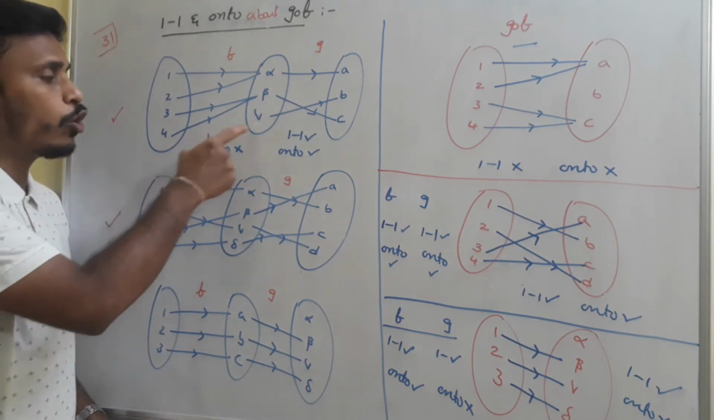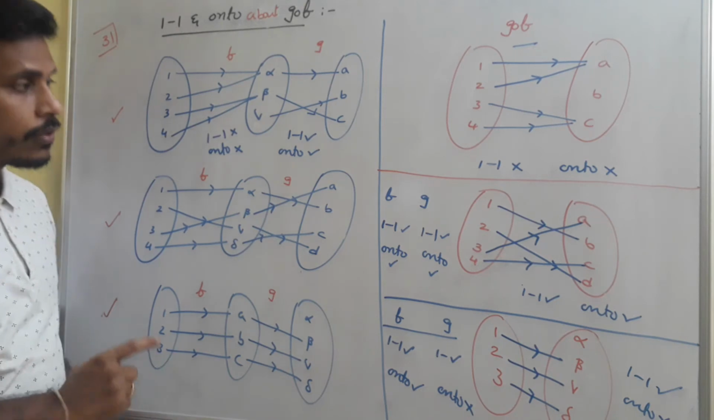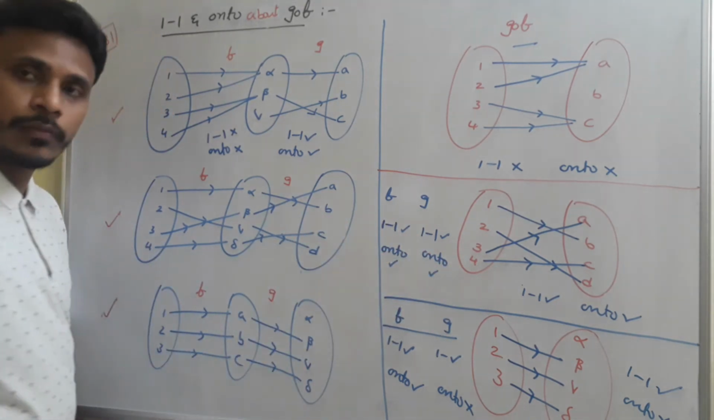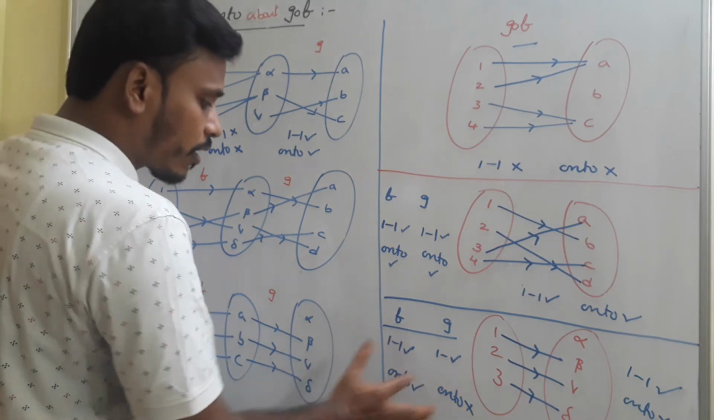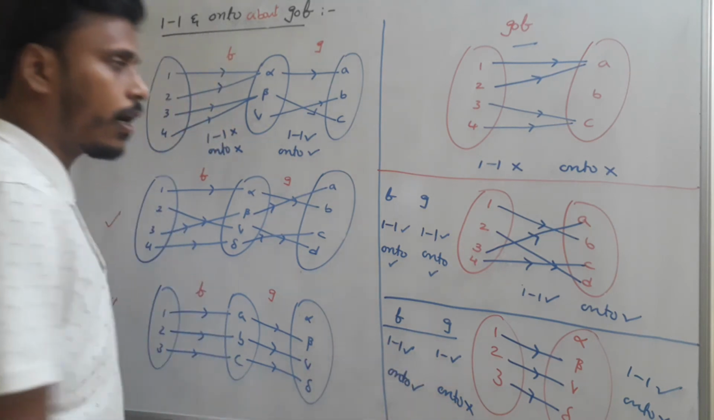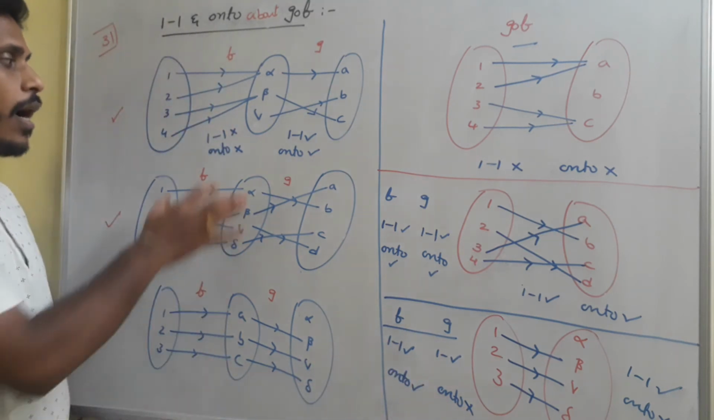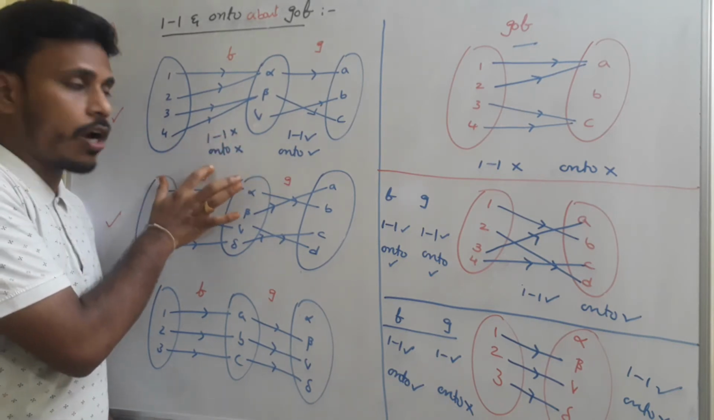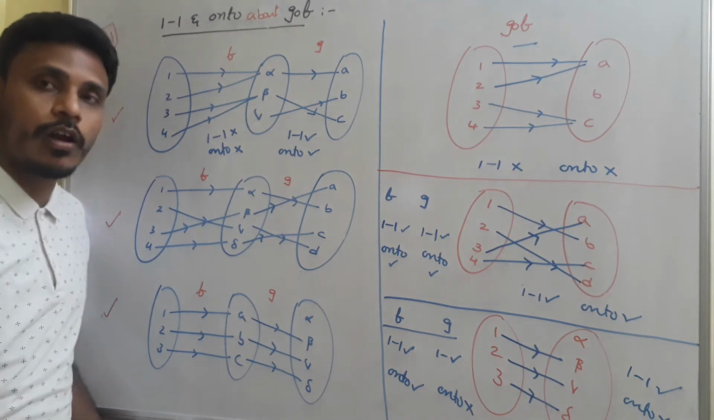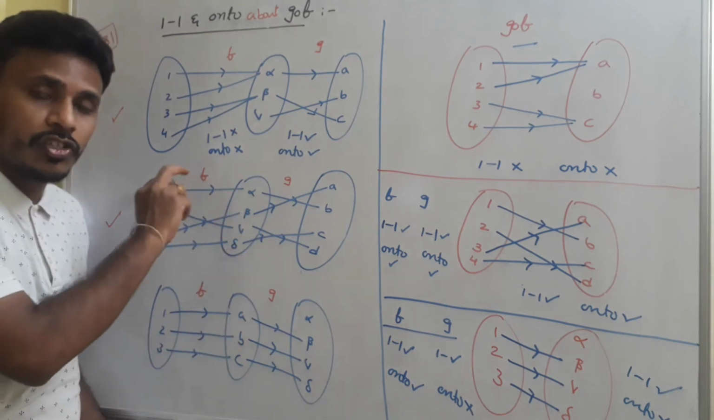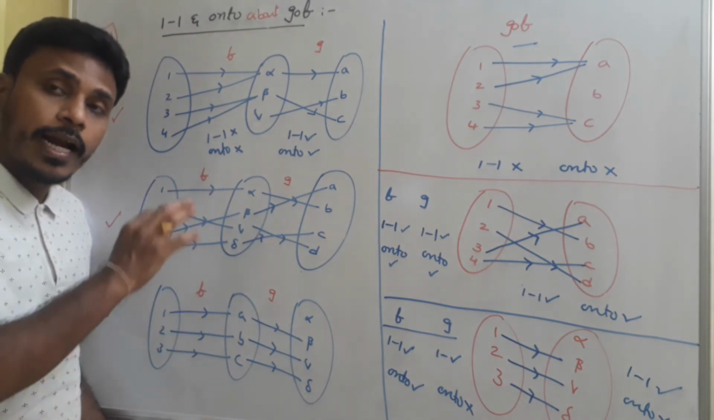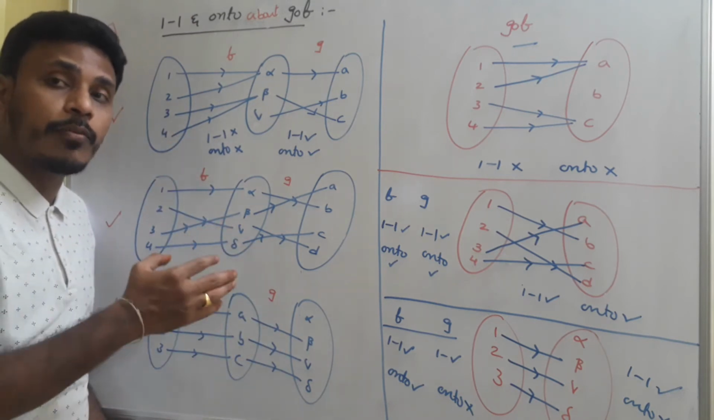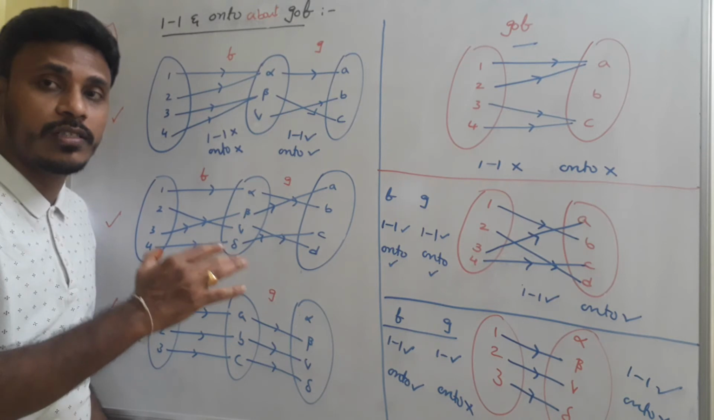Here, both the functions are 1-1, and both the functions are onto. Here, both the functions are 1-1, one is onto and the other function is not onto. And here, one function is not 1-1 and not onto, and the other function is 1-1 and onto. Likewise, you just take different examples, always try to construct G circle F, and think about the 1-1 and onto nature of G circle F.